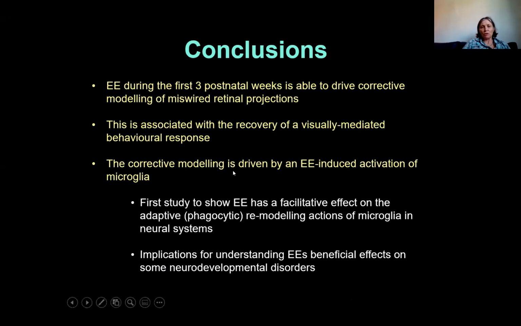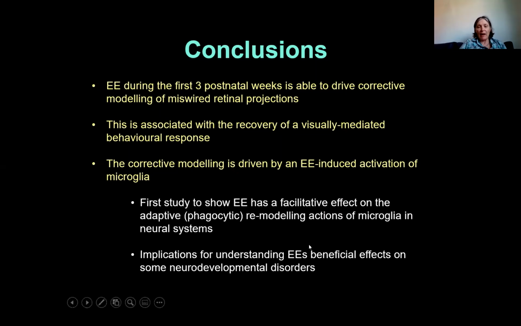And we've also shown this corrective remodelling is being driven by an environmental enrichment-induced activation of microglia. And we're quite excited about this because we think it's one of the first studies to show that enrichment is able to actually induce the microglia to remodel outside, and I should have mentioned, this is outside the time that the pruning is normally going on in the LGN. Normally that goes on in the first postnatal week, so it's outside that window. It's happening at around 3.5 weeks of age, and it's able to restore function to the circuit.